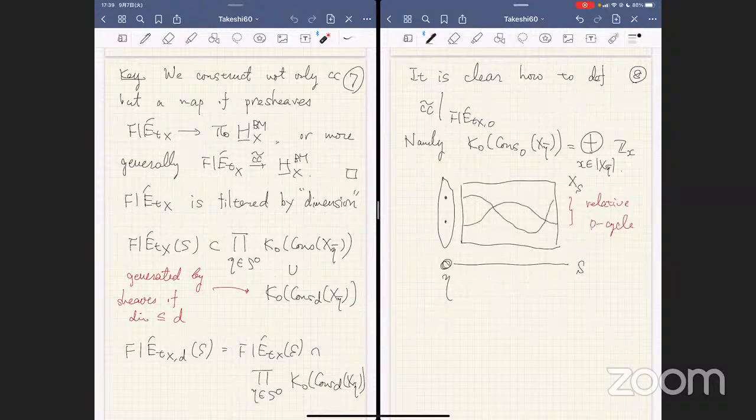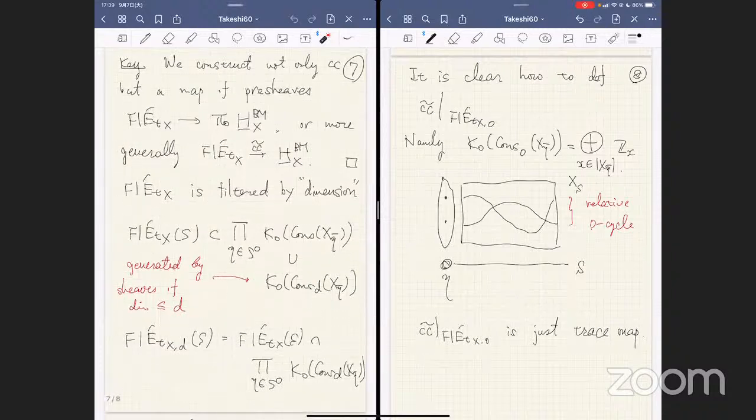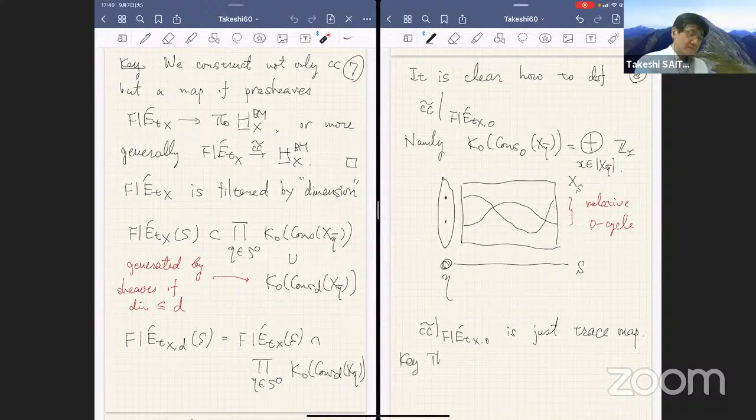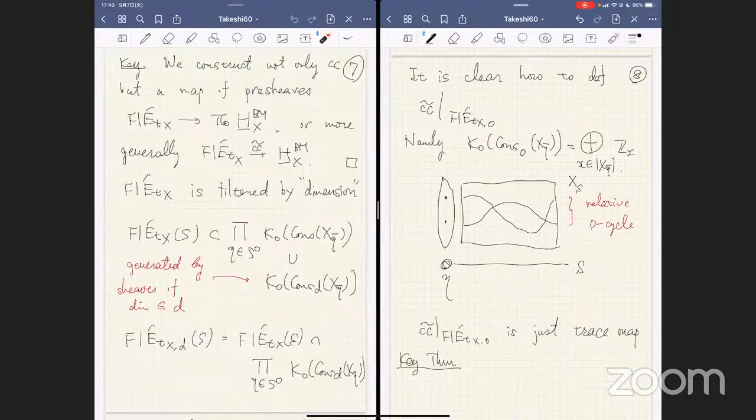If you look a little bit closer, then you'll see that CC tilde can be defined easily by the trace map. It's just the trace map. And the construction is straightforward. So the question is how to extend this map from the zero dimensional part to the whole part. And here the key theorem, I would call it the extension theorem.